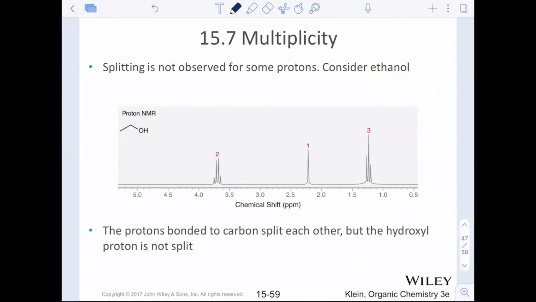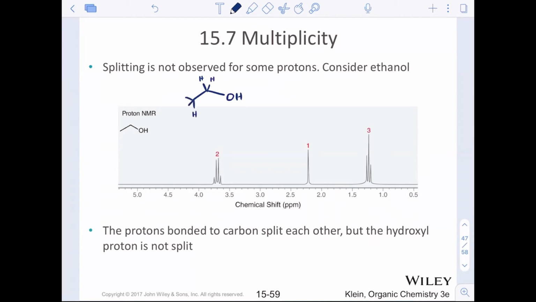Let's observe some splitting for ethanol. All right. So again, let's label how many hydrogens we expect. I'm going to make this a little bit bigger. Put in our hydrogens.